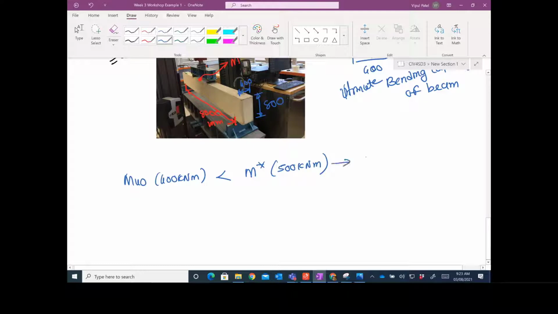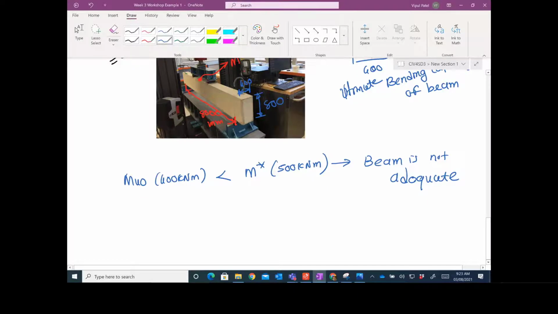So in this case, the beam is not adequate because you can see that the capacity of the beam is less than the required design capacity. Okay, so that's how we check it. So okay, let's continue our examples.